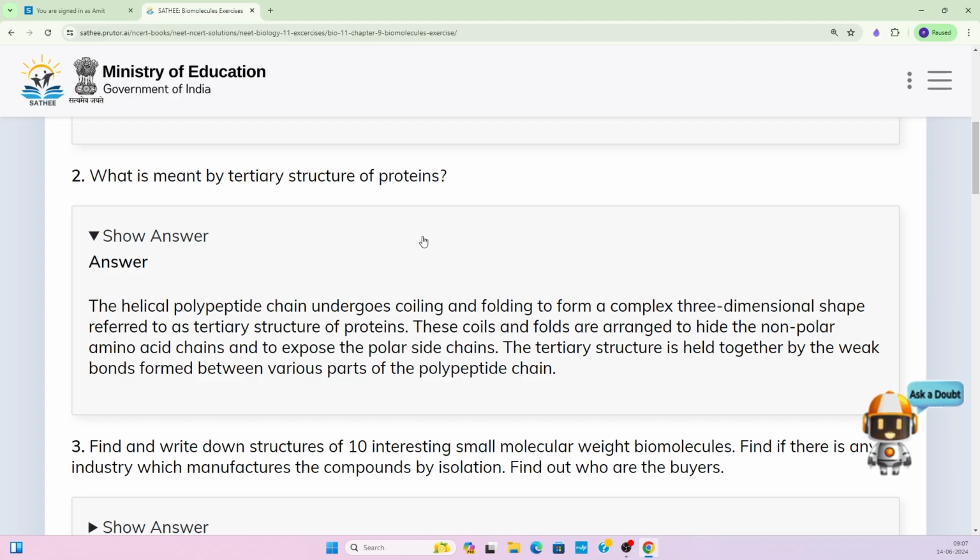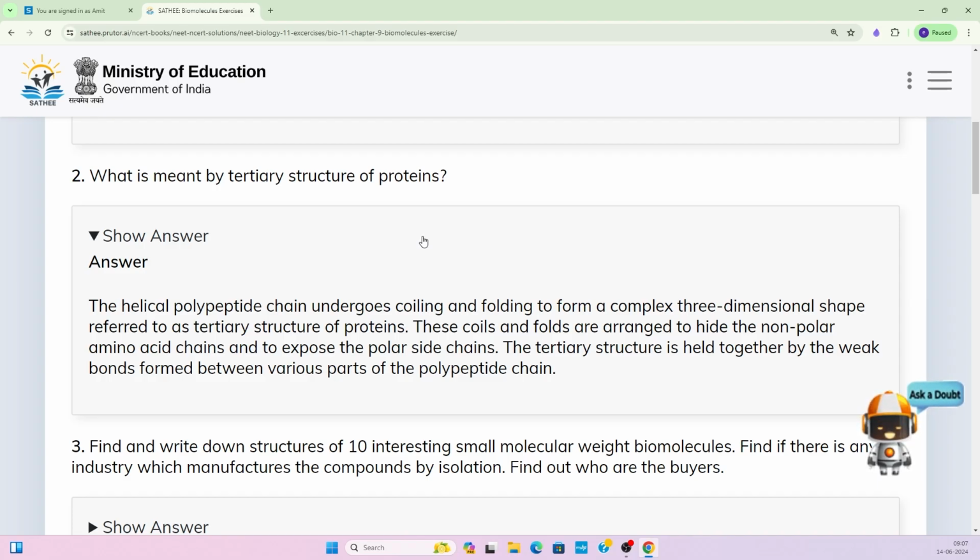Now this secondary structure gets folded in a different form. It undergoes coiling and folding and forms a three-dimensional shape, and that is referred to as the tertiary structure of protein, right? Now, these coils and folds are arranged to hide the non-polar amino acids and expose the polar side chains.